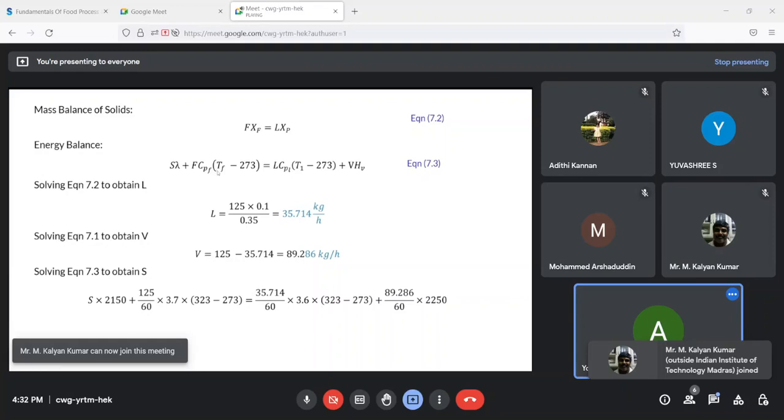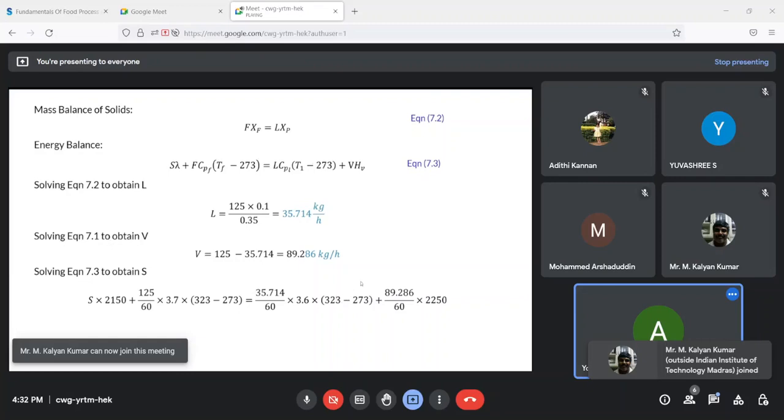So here you can notice Tf and T1 are same. This is because in the question itself it was mentioned that the feed is entering at the boiling point. So only when that is mentioned, your Tf and T1 is the same, or else there will be a separate Tf, there will be a separate T1.